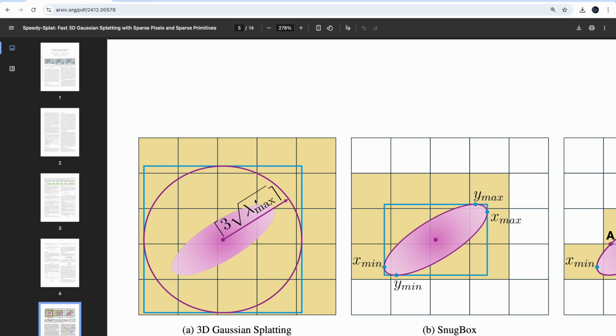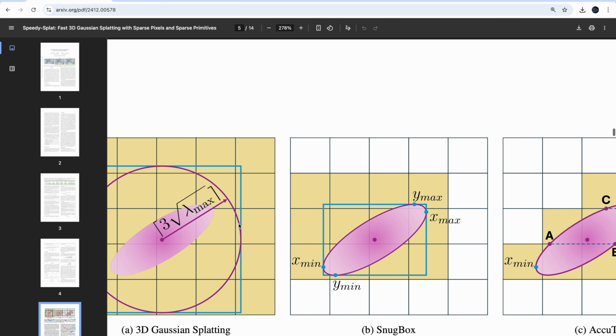But you can see that basically we're over-approximating the bounding box. There are a lot of tiles that should not intersect with the ellipse, but that we are considering. Okay, so that's what the initial 3D Gaussian splatting paper does.